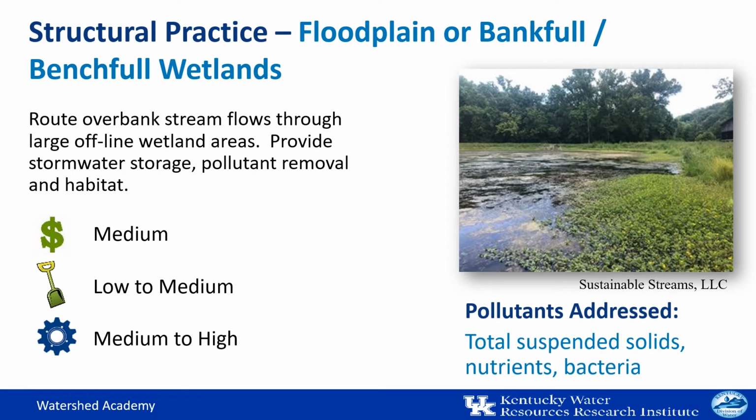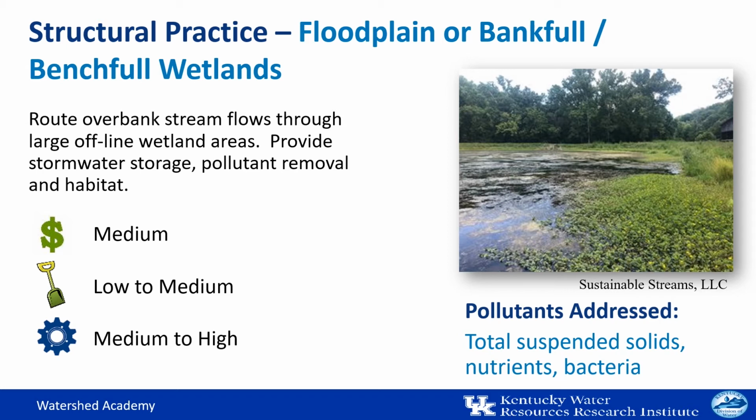So we talked about stormwater wetlands, but floodplain, streamside, bankfull, or benchfull wetlands are just different names for the same type of feature. And so these are wetlands that are located in the floodplains or adjacent to streams. And so when water flows over the banks of the stream, it's stored in these wetlands for a prolonged period of time. This practice has a high potential to treat large volumes of polluted water by routing that overbank stream flows through these large offline wetland areas.